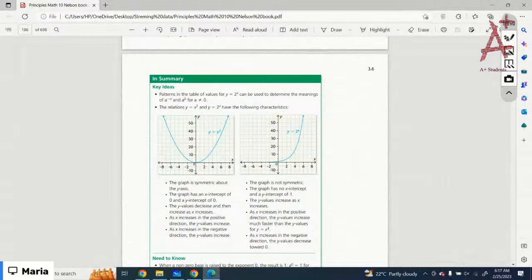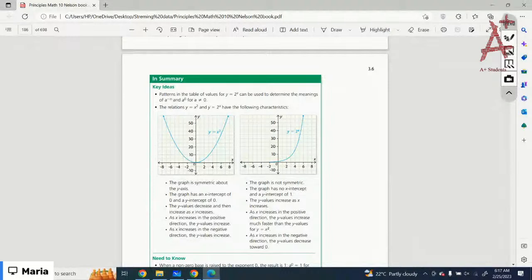The graph of the parabola has an x-intercept of 0 and a y-intercept of 0. But the exponential graph has y values that increase as x values increase. Sorry, the exponential graph has no x-intercept. It just has a y-intercept, and the y-intercept is 1. For the parabolic graph, the y values decrease and then increase as x increases.